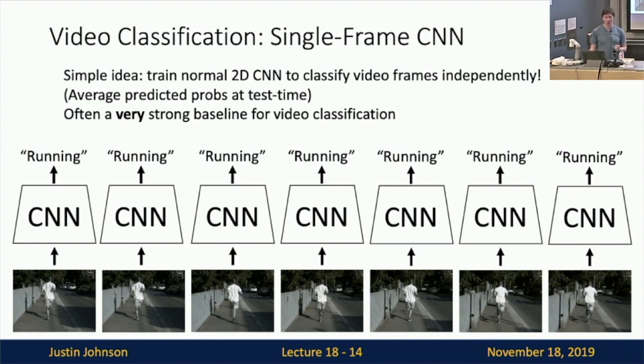And this seems like a really stupid model, right? Because it's basically ignoring all of this temporal structure in the data. But it turns out that this is actually a really, really strong baseline for many, many different video classification tasks.